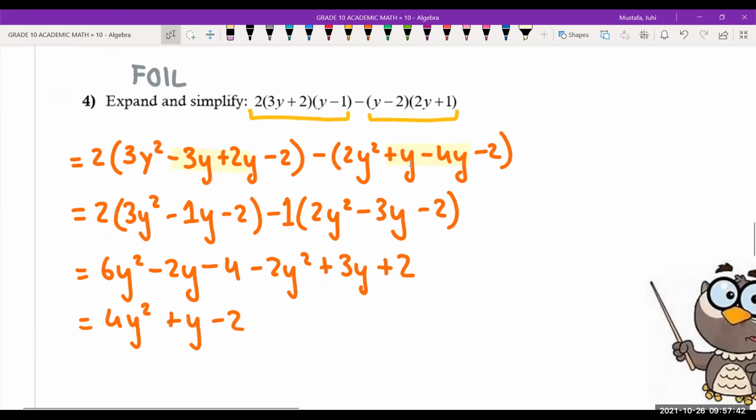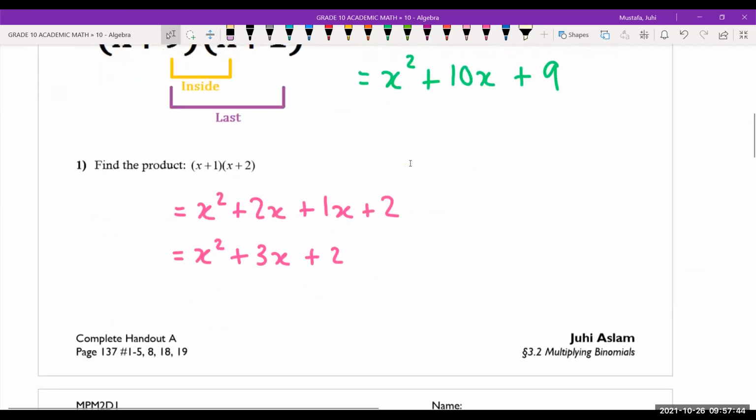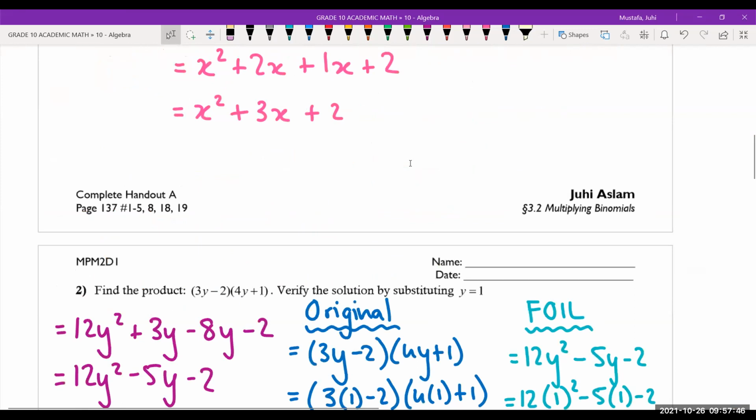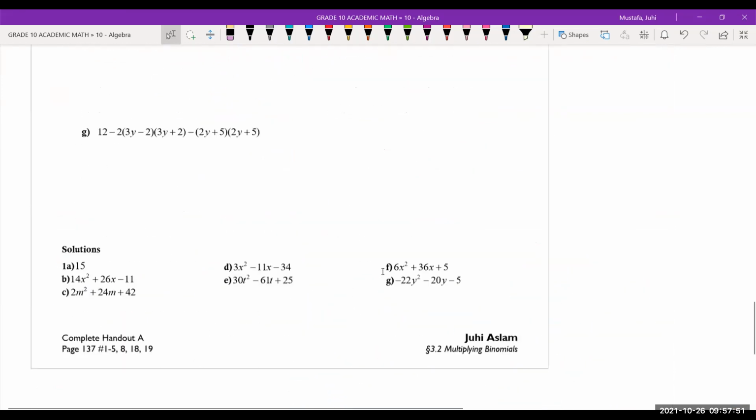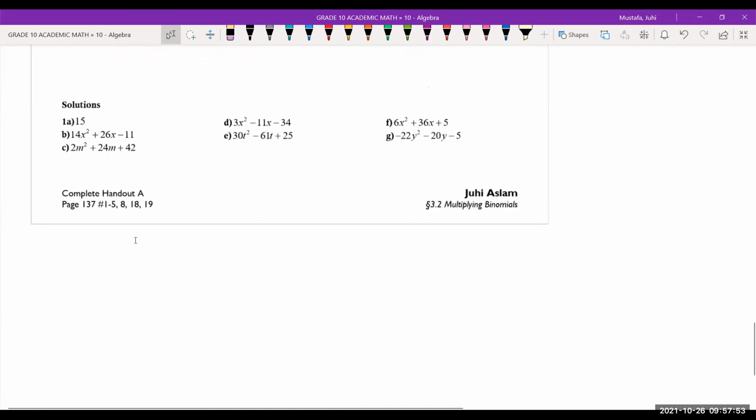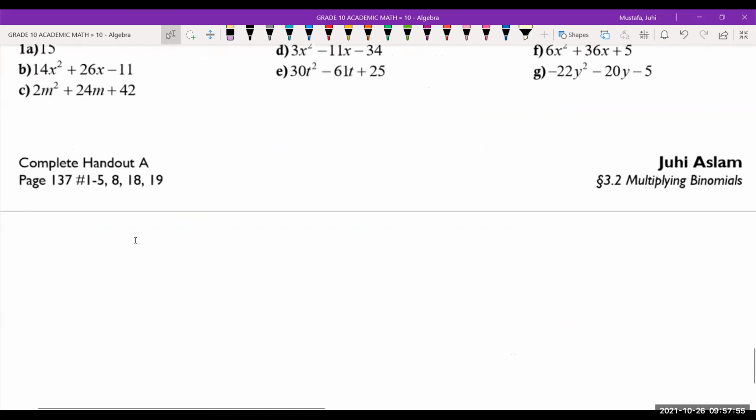All right, for extra practice, you are going to be completing handout A, which is attached to the handouts I gave you. There are 7 questions there with the answers at the bottom. And then there's also textbook questions. So page 137, numbers 1 to 5, 8, 18, 19, to give you a little bit of more practice.